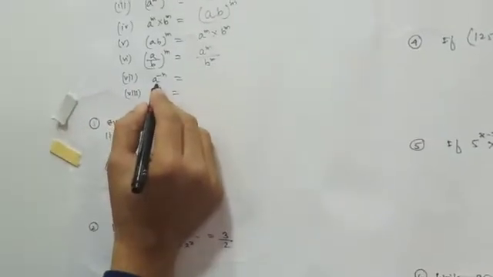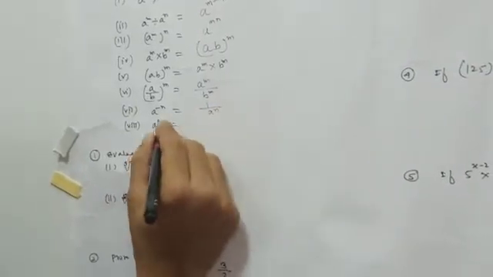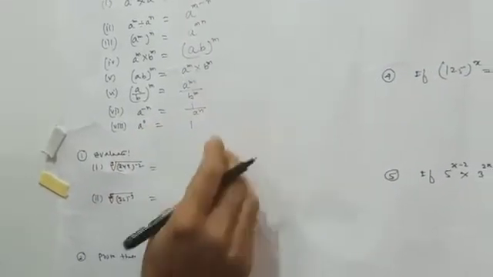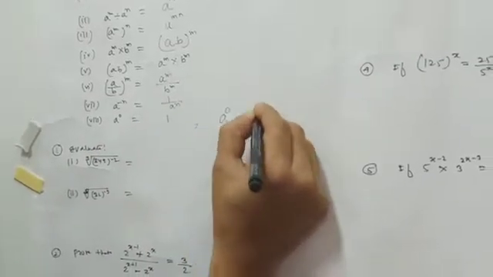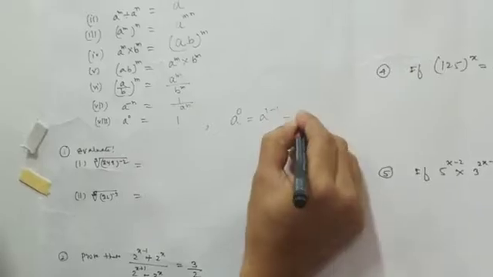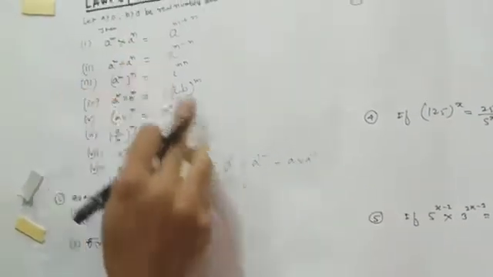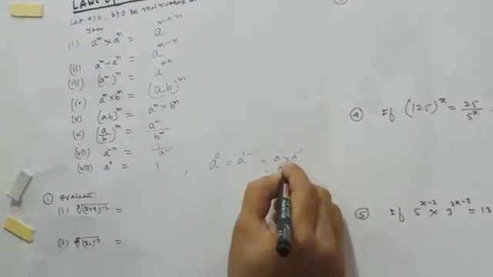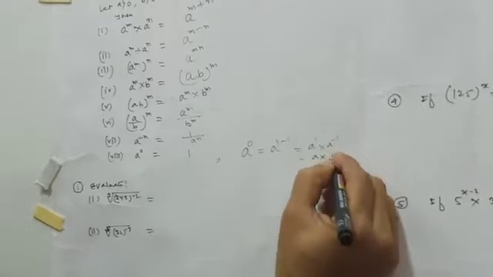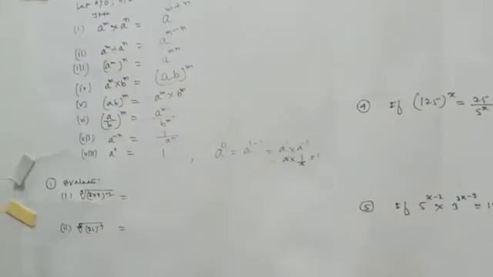Next law, a to power minus n, you have to write 1 by a to power n, and a to power 0 is 1. See how it is 1. Instead of a to power 0, you write a to power 1 minus 1. That is a to power 1 into a to power minus 1. The first property, the law we can apply here. Over here, a into a to power minus 1 is a by a, cancel, you are getting 1. So these are the laws of exponents.